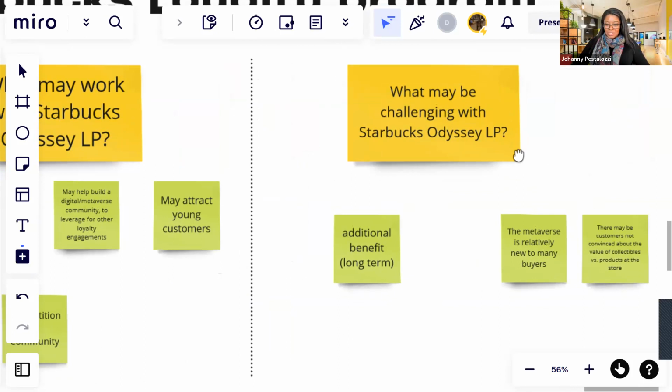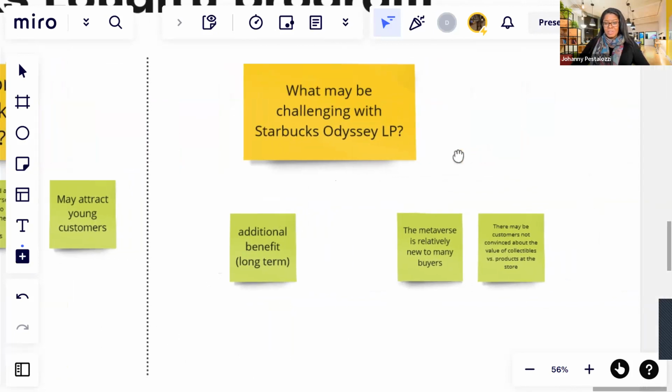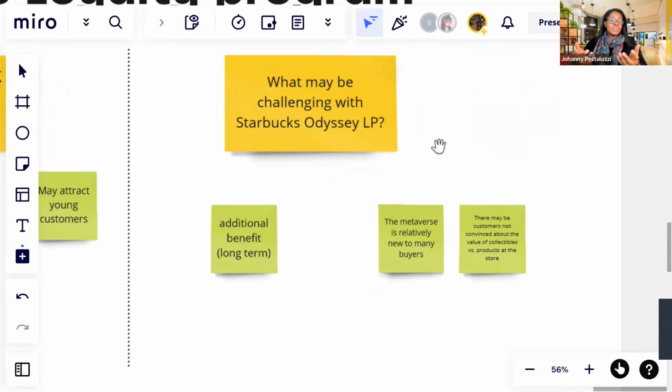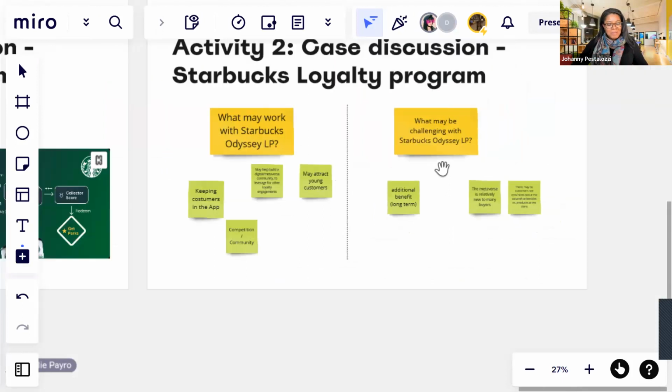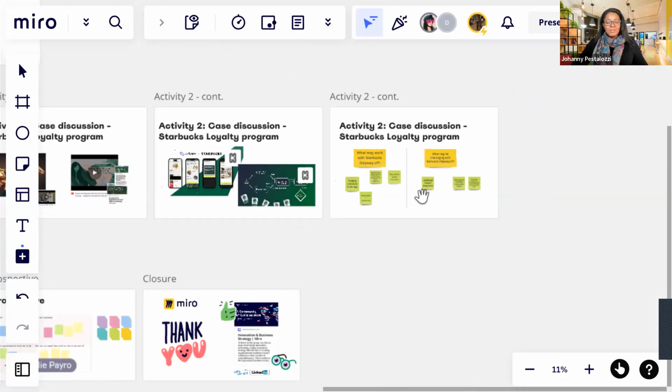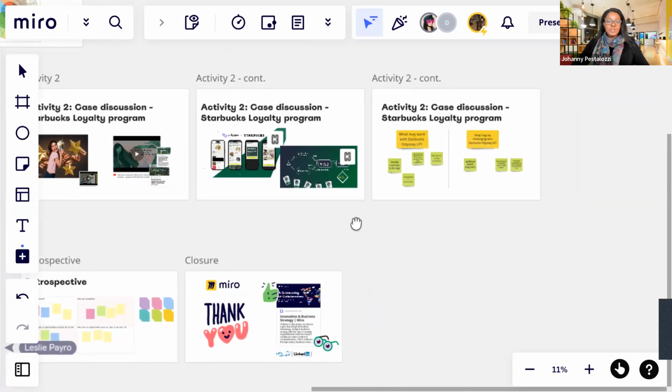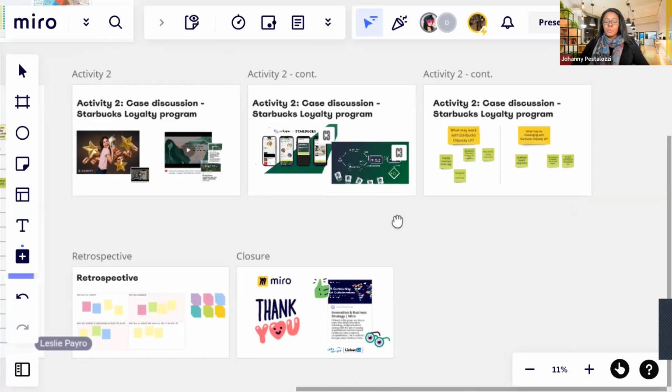Now, in terms of challenges, I think that the metaverse is still relatively new to many buyers. So I'm not sure of the size or the impact that they may have with this program. And there may be customers who may not be convinced about the value of collectibles versus products that they can get at the store, which is a coffee, which is what most people want, right? So I think there may be some challenges, but I'm optimistic, as maybe you are, and I really look forward to seeing how this goes. Right now, it's in a beta version in the USA, and I think you can track progress of this program on their website.